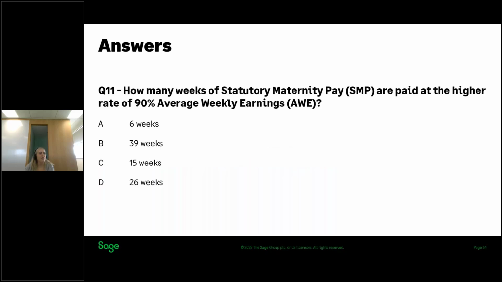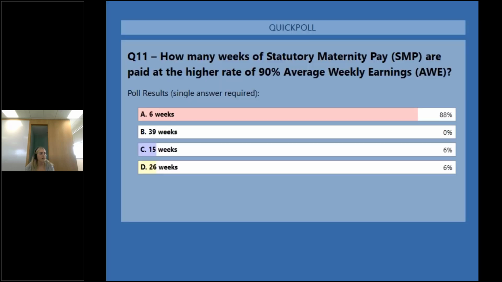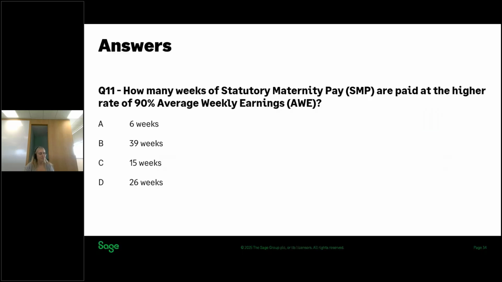Let's take a look at question 11. That was, how many weeks of statutory maternity pay are paid at the higher rate of 90% of the average weekly earnings? Let's see what everyone thought. Most people thought that was A, 6 weeks. A few people thought C and D. Again, a lot of you got that right. That is in fact A, so 6 weeks at the higher rate. And that's worked out based on the set period, which is 8 weeks before the qualifying week.